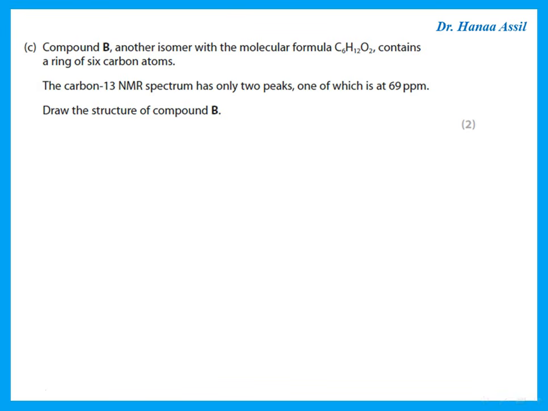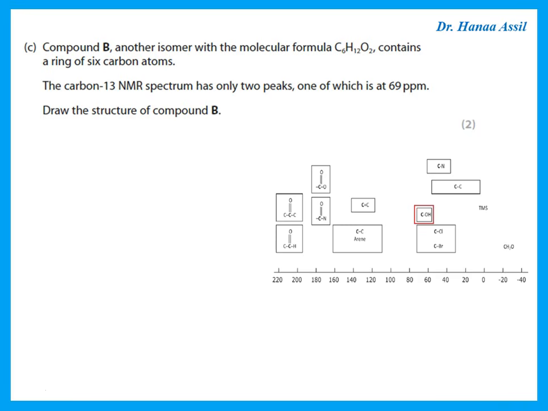Compound B, another isomer with the molecular formula C6H12O2, contains a ring of 6 carbon atoms. The carbon-13 NMR has only 2 peaks, one of which is at 69 ppm. Okay, let's take a look at your data booklet. You will find that the one that is around 69 parts per million is an alcohol. And that means that I must have a ring with 6 carbons. So it's a cyclic hexane.